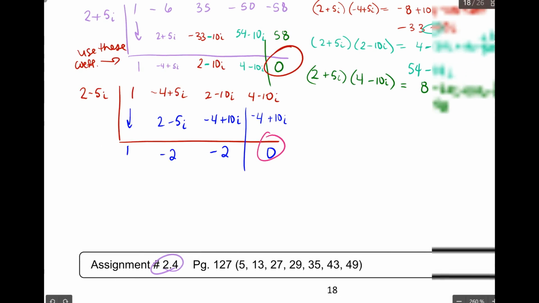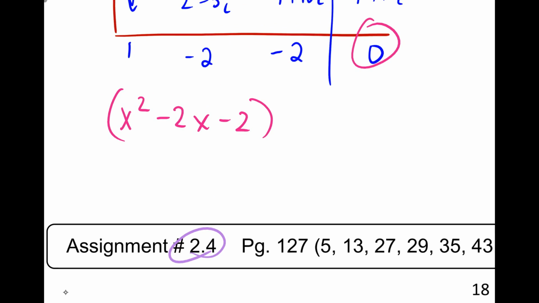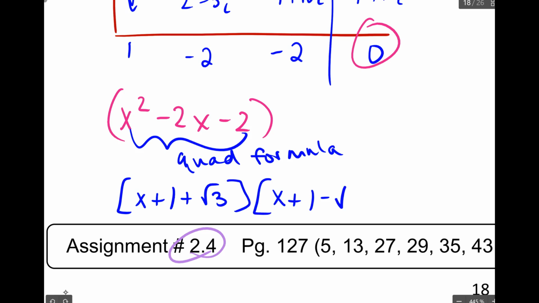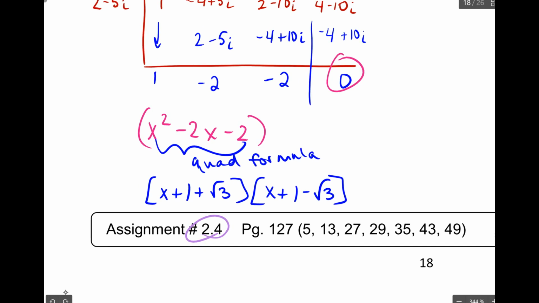Okay, so since this was to the fourth, this one would have been x to the third, which means I have x squared minus 2x minus 2. I need to use the quadratic formula to find the factors. So use quadratic formula. So I know what that is. So to find my factors, I'll have x plus 1 plus square root of 3. Then I have x plus 1 minus square root of 3. That's how I got them from the quadratic formula. And then, because our idea, we don't write the linear factorization. That's our whole goal.